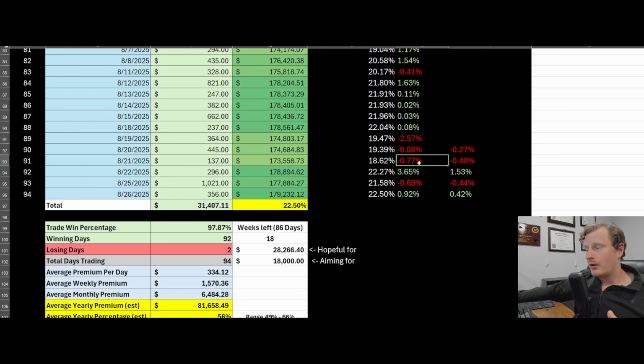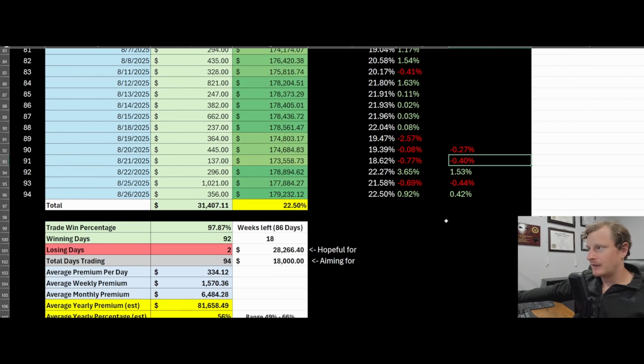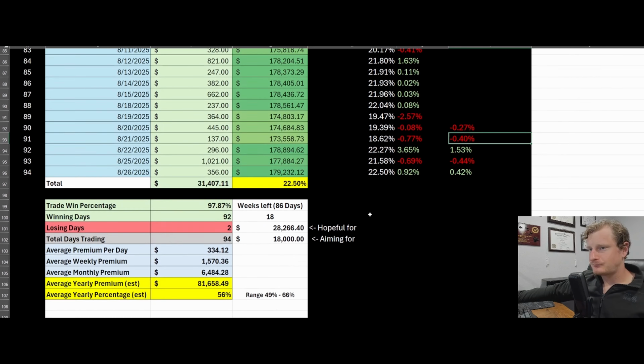So for August 21st, we were negative 0.77%, and then the SPY is only down 0.40%. So on the green days, I'm pretty much outperforming the SPY by double, but for red days, I'm underperforming the SPY. So give and take for what that actually means. And then maybe by year's end, I'll calculate to see what the actual difference was.